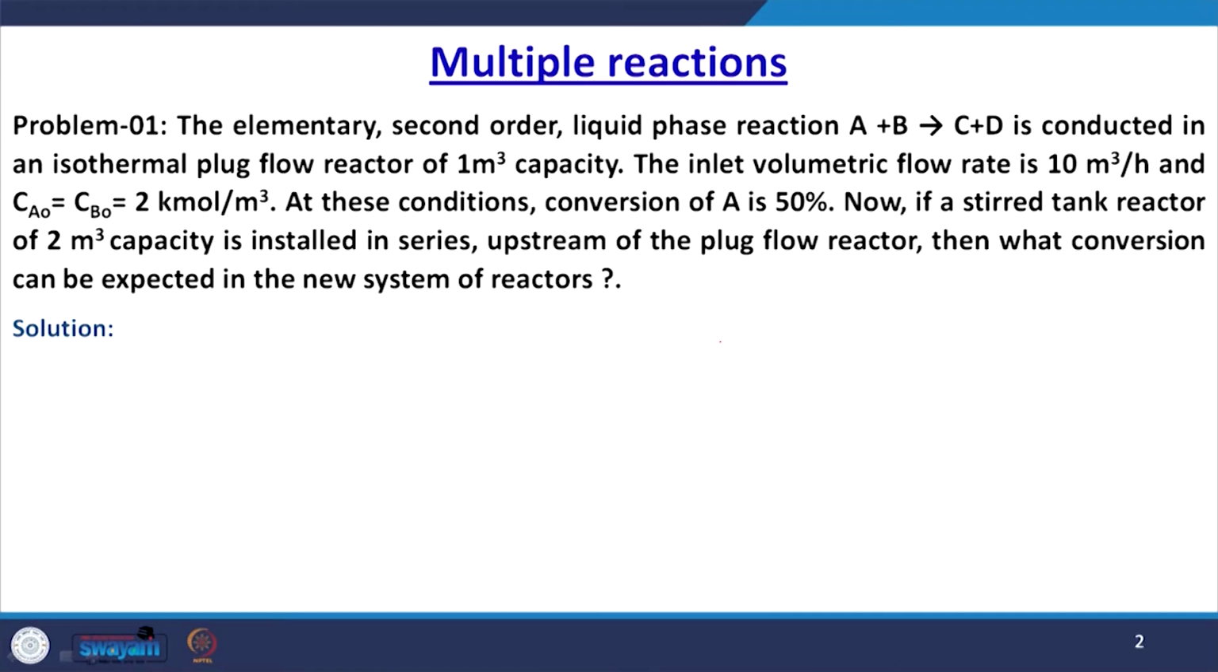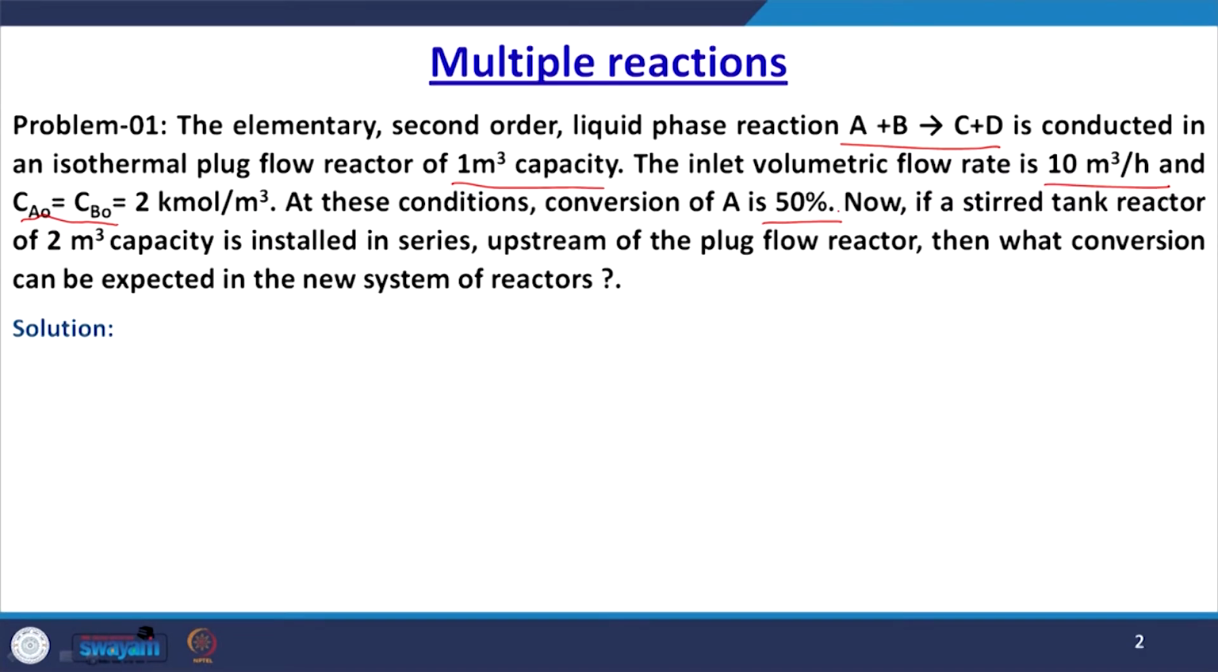We are dealing with an elementary second order liquid phase reaction, A plus B equal to C plus D. This is usually conducted in an isothermal plug flow reactor of 1 meter cube capacity. The inlet volumetric flow rate is 10 meter cube per hour, and Ca naught is equal to Cb naught, equal to 2 kilomole per meter cube. Under these conditions the conversion of A is 50%.